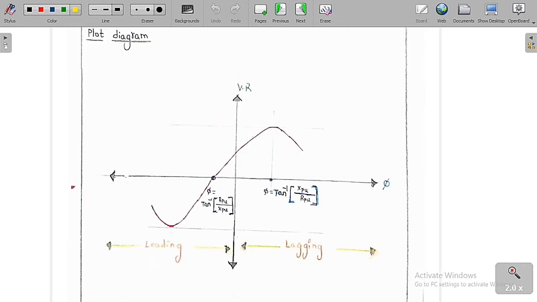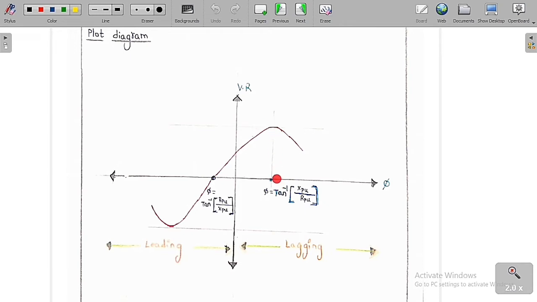So now I am going to draw the plot of voltage regulation with respect to the power factor angle. The RHS I am going to consider as the lagging load, and the LHS I am going to consider as the leading load. I have already told you, in the lagging load, for a particular value of phi, we are going to get the maximum voltage regulation. At this angle we get the maximum voltage regulation.